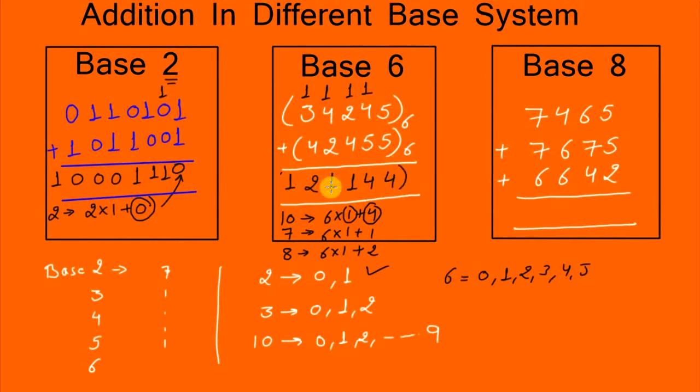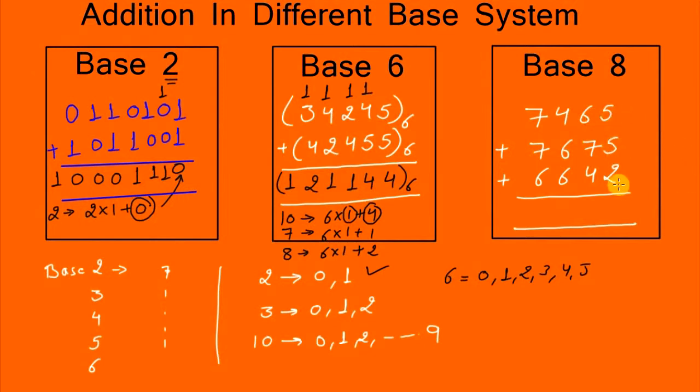This is what we have in our base 6. That's all we have in our base 6. Same way you can do the addition for base 8 also, right? Addition for base 8 also can be done in the same way that we have seen. So I'm just writing the answer here. Or let us do for this one digit.